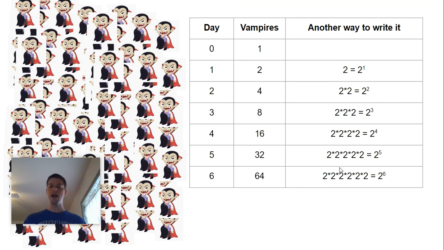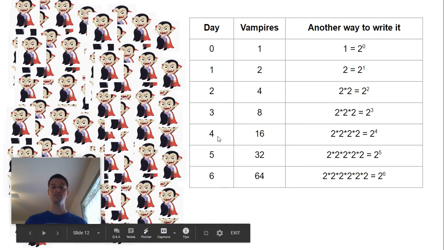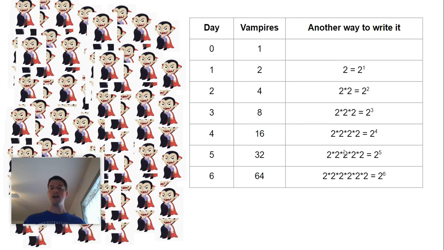And so you notice a pattern now. Do you see how the exponents are related to the days? If so, you're right. They are the same, right? And now, since they're the same, we can go back up here. What should go up here? Well, 2 to the 0, which, oh yeah, 2 to the 0 is 1, because anything to the 0 power is 1, and there's one vampire. So that kind of makes sense here.